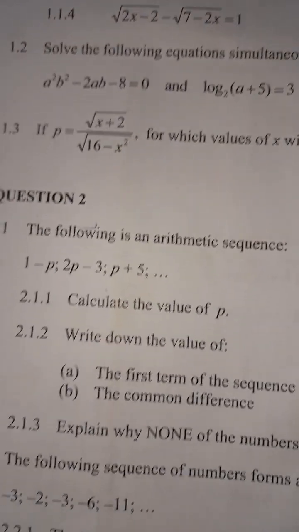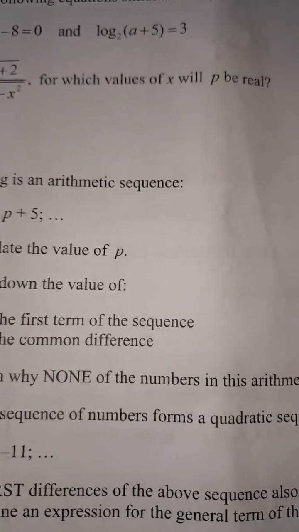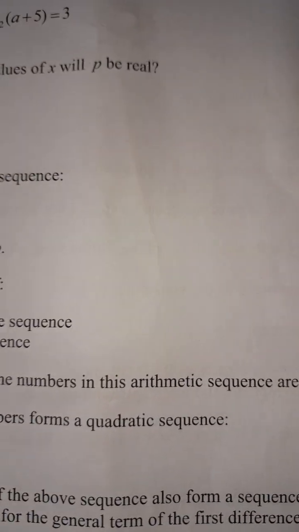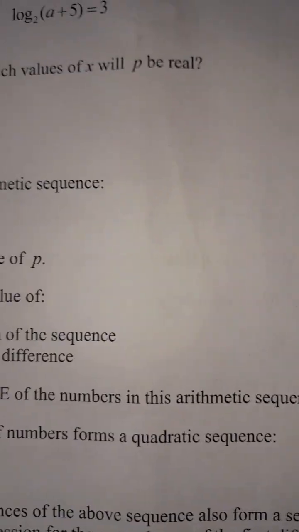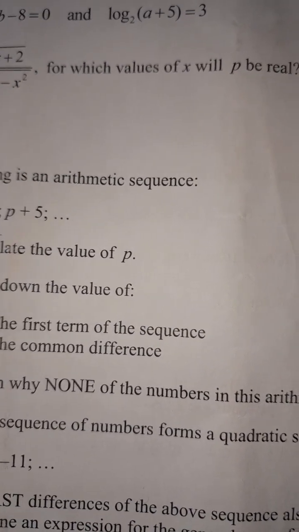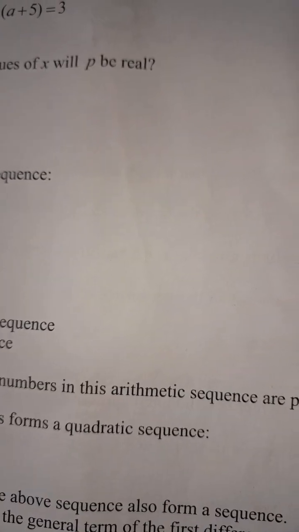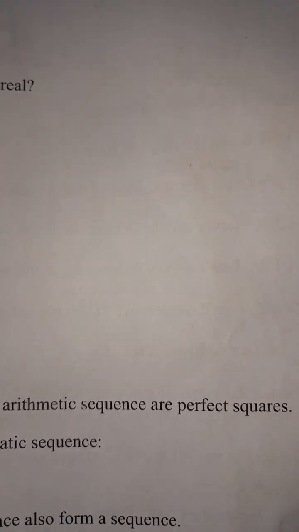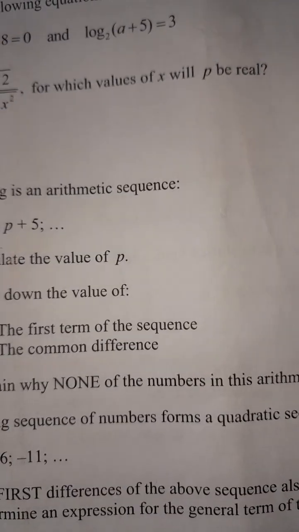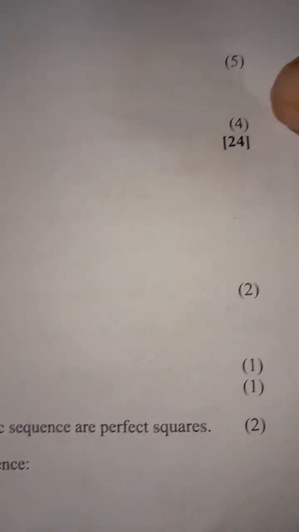Then they say at 2.1.3, explain why none of the numbers in this arithmetic sequence are perfect squares. Why none of these are perfect squares? Why none of the numbers in the sequence are perfect squares?